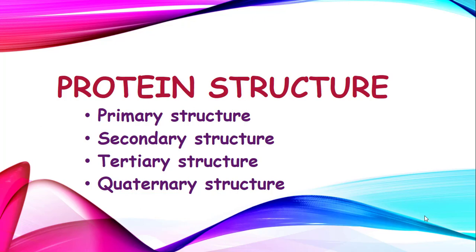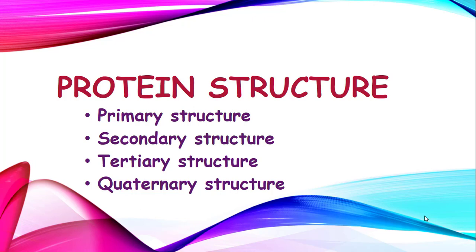Some proteins may be storage products, for example, casein in milk and ovalbumin in egg white. These are different types of proteins, and these different types of proteins have different functions to do.